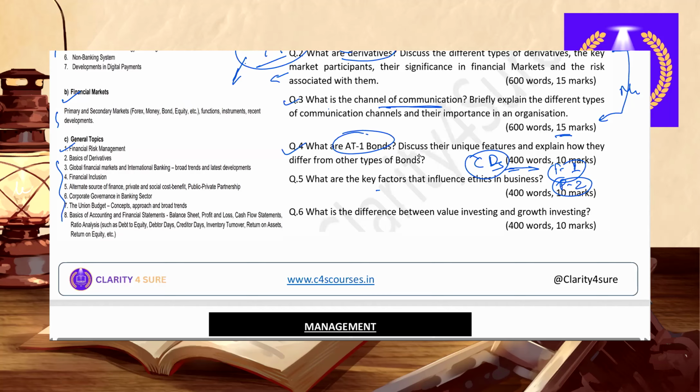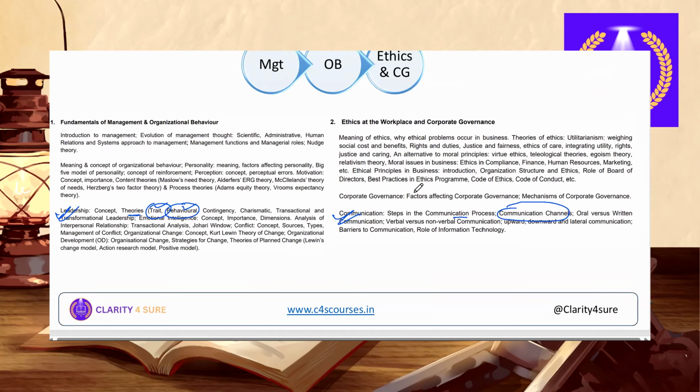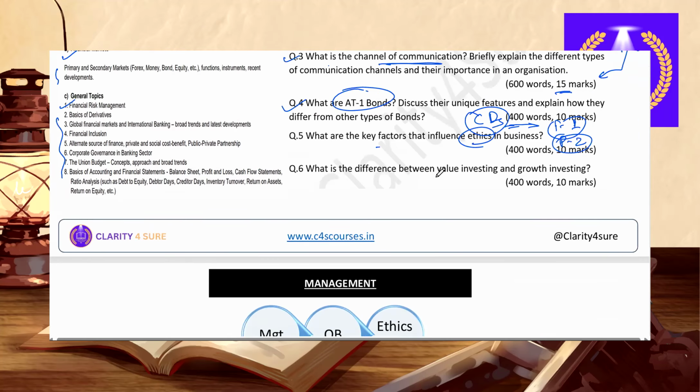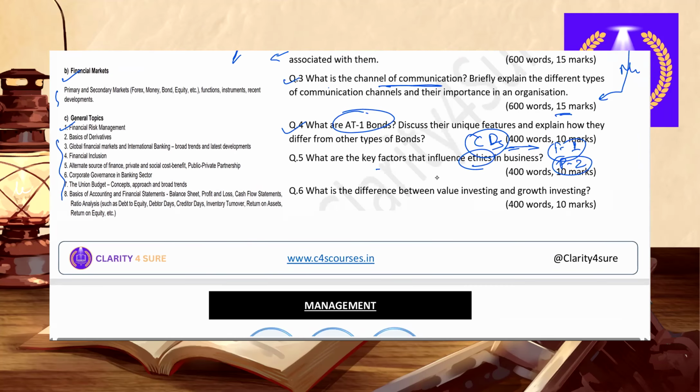Key factors that influence ethics in business. See here, ethics in business: the factors which are influencing ethics in business, the moral issues, ethics principles in business. Directly, these questions were picked up from this section. And the last one is the difference between value investing and growth investing.